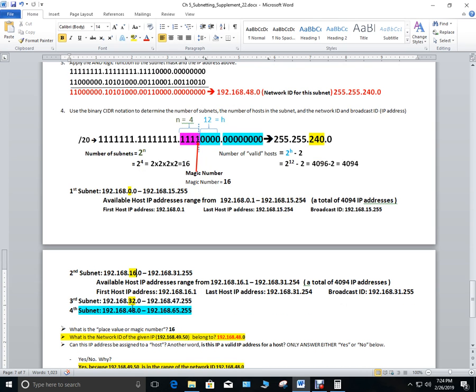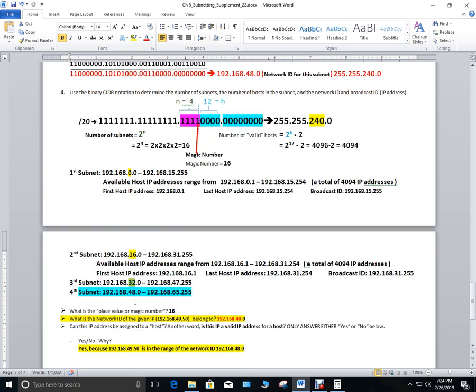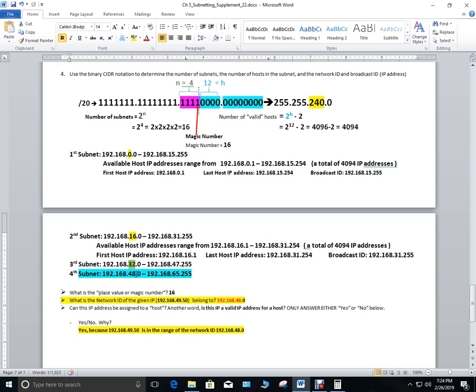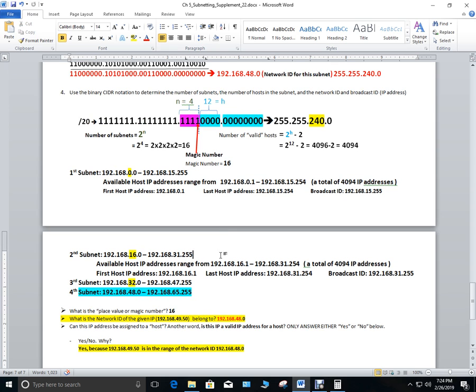We add 16 to these numbers right here to get to the next subnet, which is 32. We add 16 to that to be 48 for the fourth subnet, and you keep on adding that until you get a total of 16 subnets. Okay, I'm not going to fill in all of this information, but let's look at some more information in here.